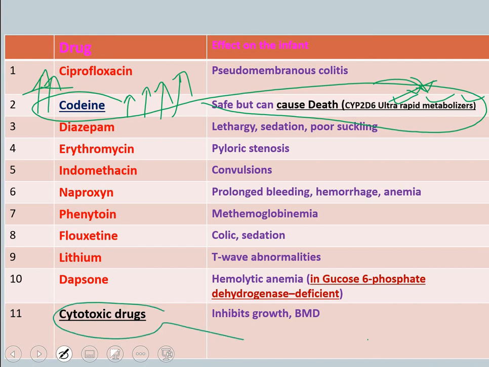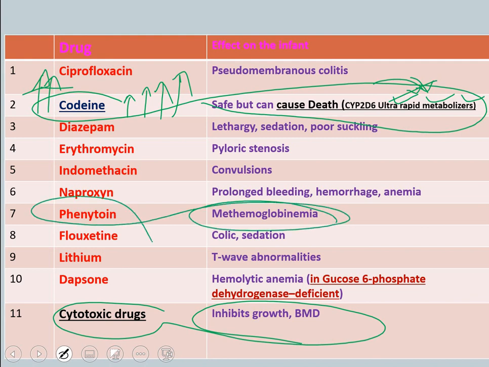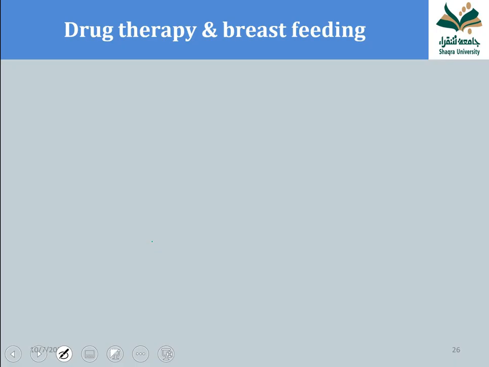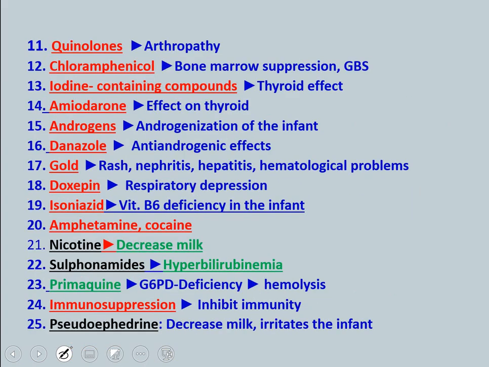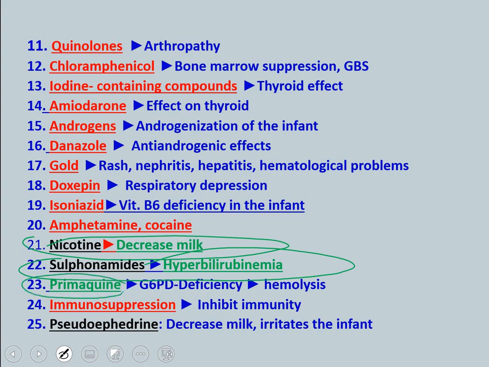Of course, cytotoxic drugs cannot be given because they inhibit growth, and methemoglobinemia is very pertinent to phenytoin, especially when used during lactation. This slide is self-explanatory: some drugs appear in significant amounts and can be dangerous. You can study it on your own. Then quinolones cause arthropathy, and iodine-containing compounds affect the thyroid. Some of these drugs are reputed, so you should be quite vigilant. Nicotine decreases breast milk, and sulfonamides cause hyperbilirubinemia. The most important ones are primaquine and nitrofurantoin with glucose-6-phosphate dehydrogenase enzyme deficiency, and it may lead to hemolysis of the RBCs.